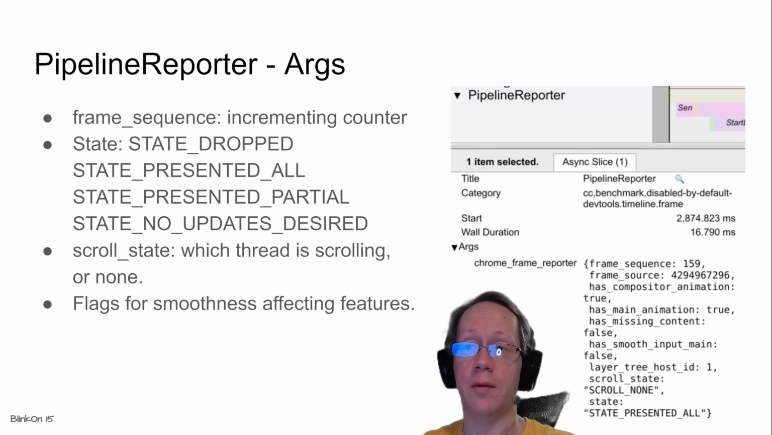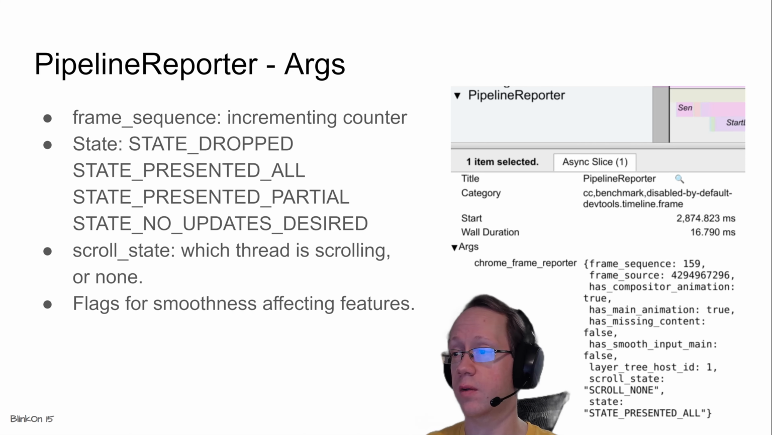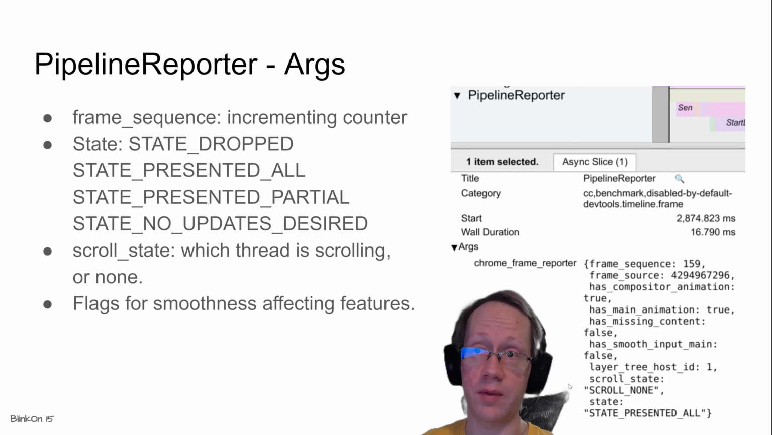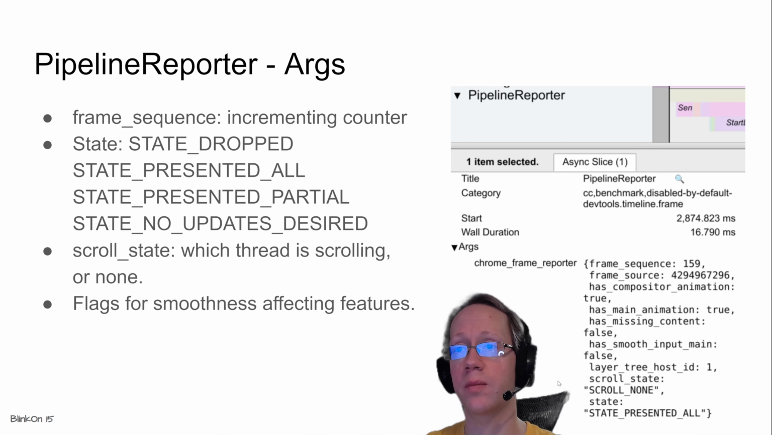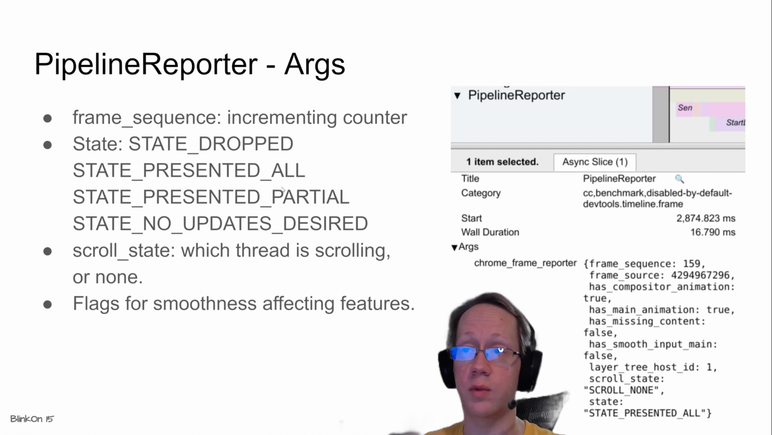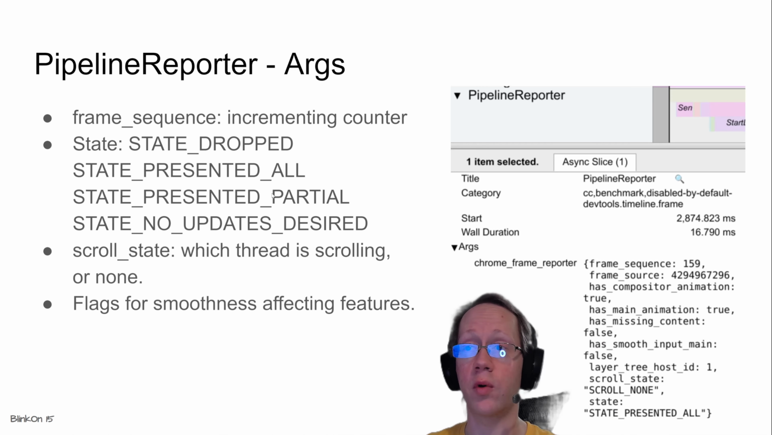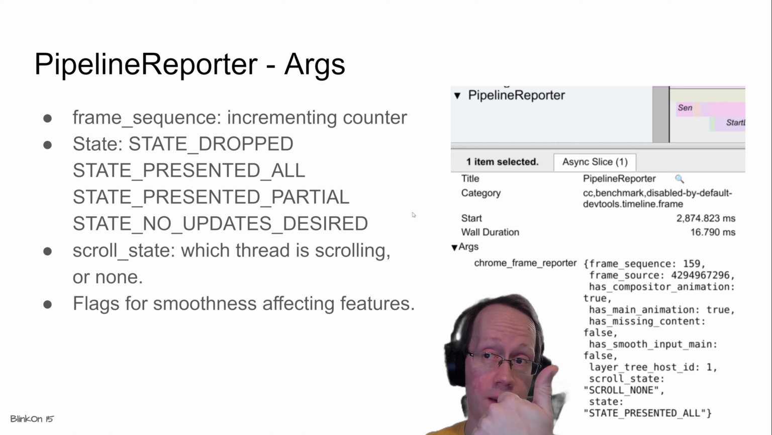The first thing that helps us figure out why we might be impacting smoothness are the args of the pipeline reporter. These are encompassed in detail at the bottom of the trace detail view. Firstly, the frame sequence number is the incrementing counter related to which frame we are in order. This is important for when we're dealing with split pipeline reporters. Next, we're also looking at the states. This could be if the frame was dropped.